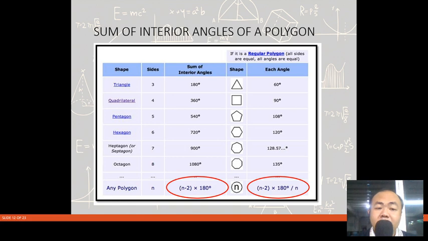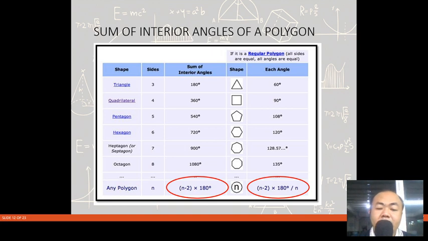Now, the sum of interior angles of a polygon. We can see from the picture, for a triangle, the sum of the interior angles is 180. A quadrilateral that has 4 sides has 360. If you have 5 sides, you will get 540.